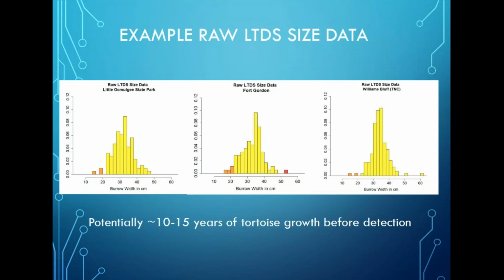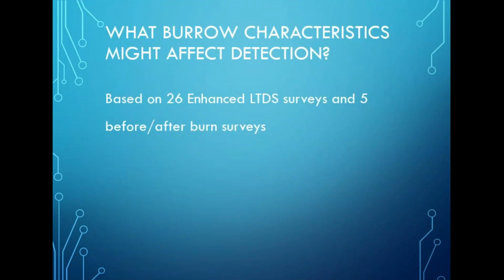And we'd like some way of piecing this apart, because this takes about 10 to 15 years of tortoises growing before they can be detected consistently on these surveys, and obviously that's a long time to wait if you're doing any sort of habitat management and you want to know if the population is crashing. That might be too late to wait.